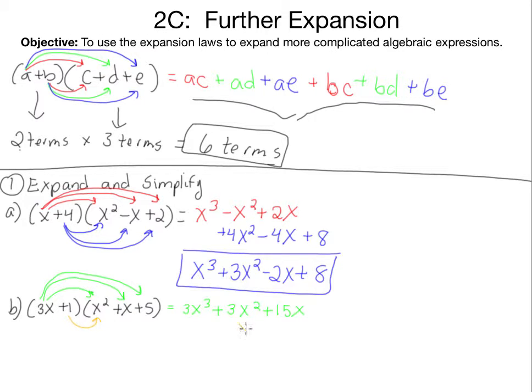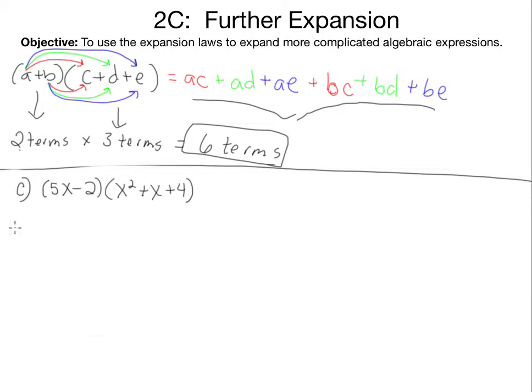So 1 times x squared is x squared. And again, we're lining up our like terms. And then I'm going to take 1 times a positive x, which will give me a plus 1x or a plus x. And 1 times 5, which gives me a plus 5. Adding up our like terms, which I conveniently lined up, I get 3x cubed plus 4x squared plus 16x plus 5 as my simplified answer.